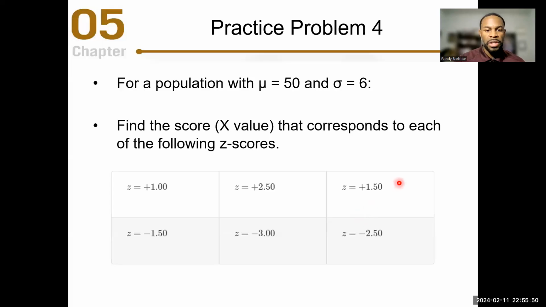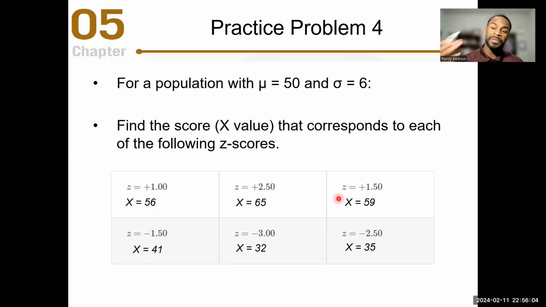Okay. So given all that information, for number one, for this first one, 56. For the -1.5, it should be 41. And if you do these for all of them, it's going to be very simple given the equation that I provided to you.